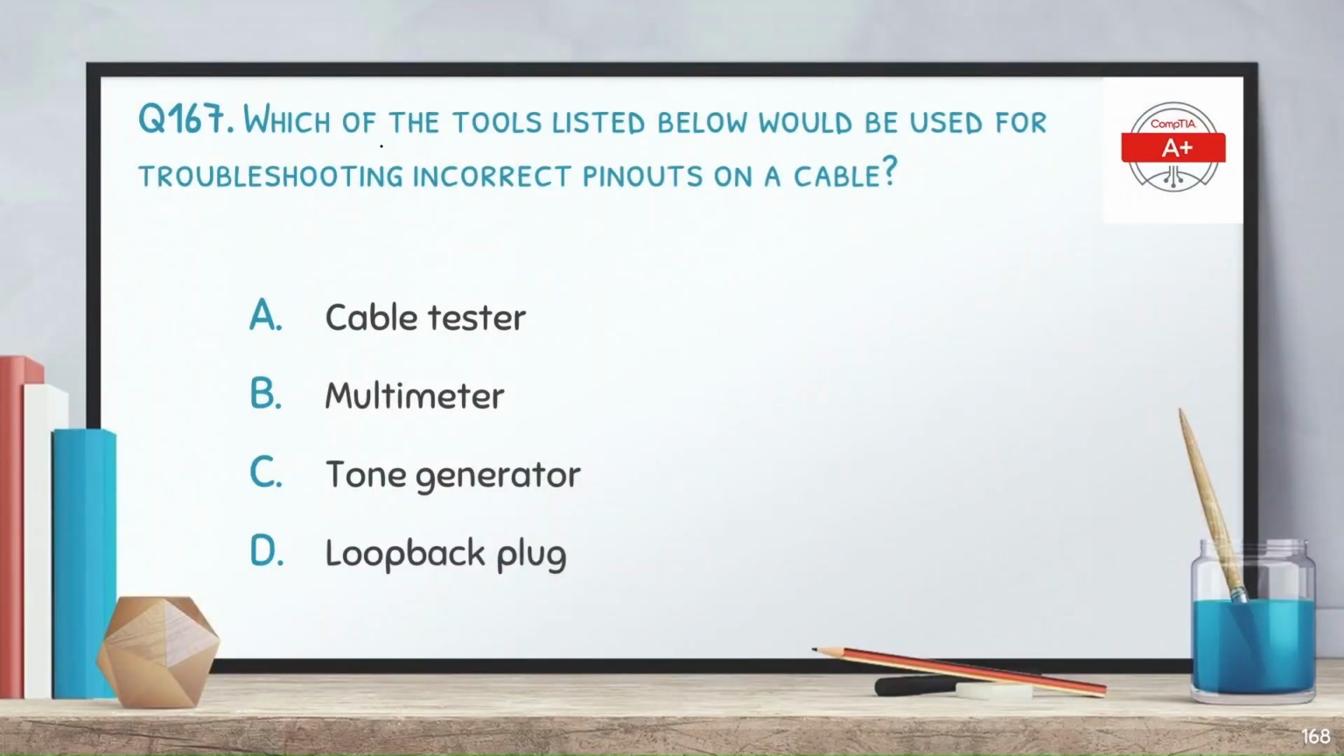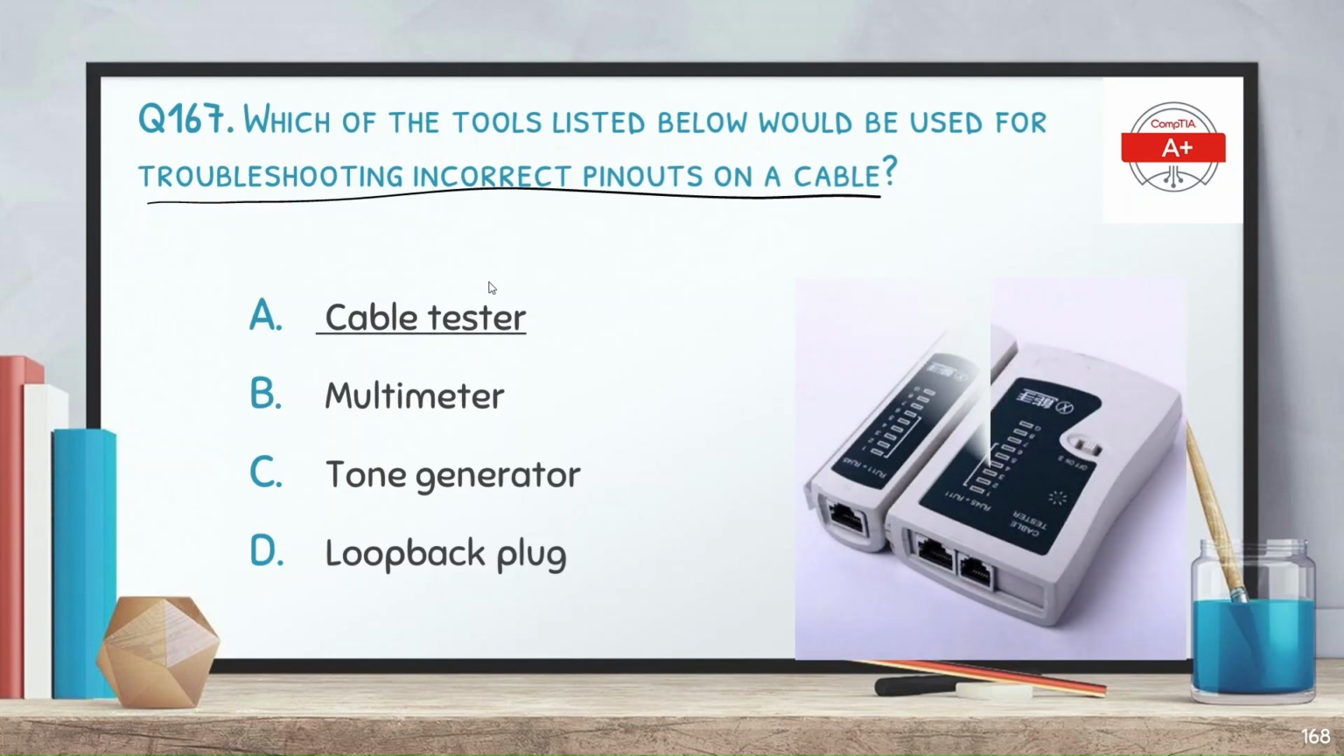Question number 167 is that which of the tools listed below would be used for troubleshooting incorrect pinout of a cable? The options are A, cable tester, B, multimeter, C, tone generator, and D, loopback plug. And the correct option is the cable tester.